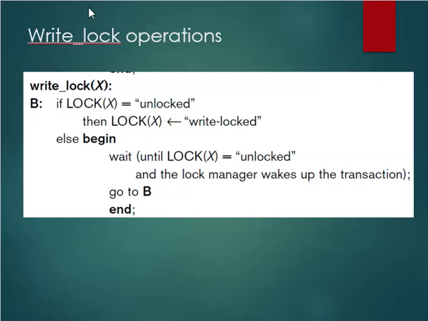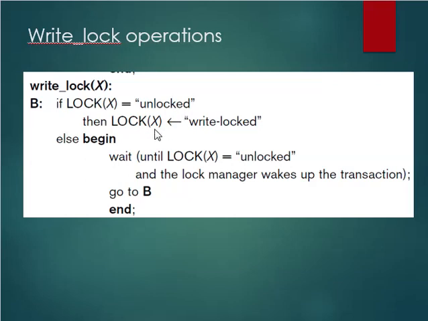A particular transaction can execute write lock only if that particular data item is currently unlocked. If it is in read lock or in write lock, that transaction cannot execute write lock again. So if lock of x is equal to unlocked, that indicates the transaction can get permission from the DBMS to access that data item to update it.